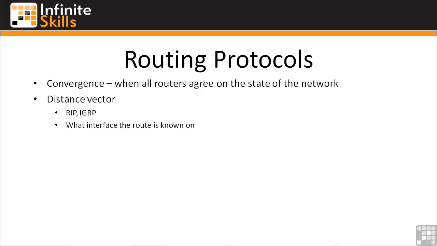Distance vector routing protocols give you two basic bits of information. Number one, what interface the route or the remote network is known on, and number two, how many hops or what the distance is to that remote network.